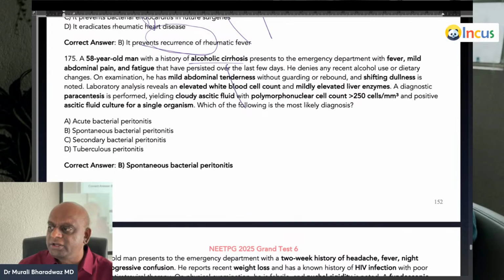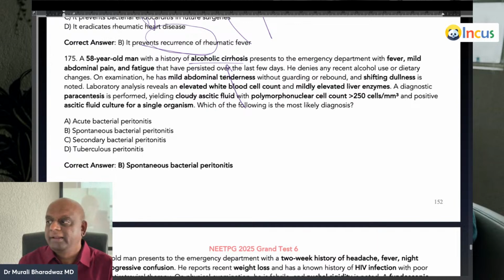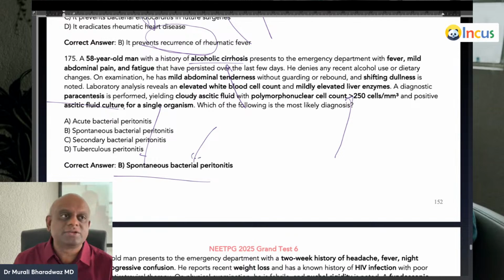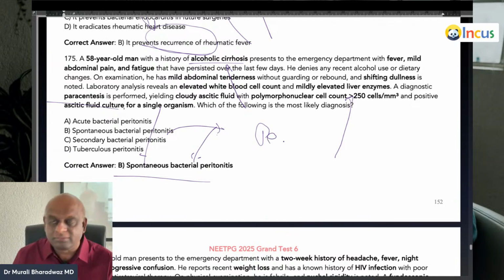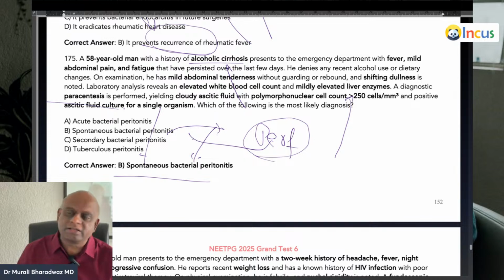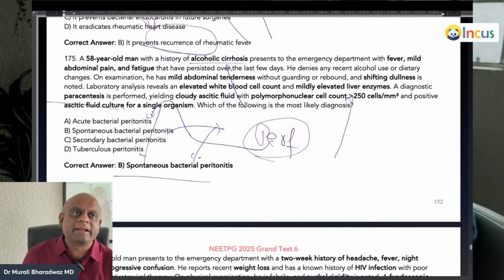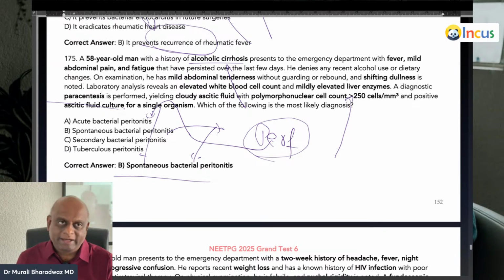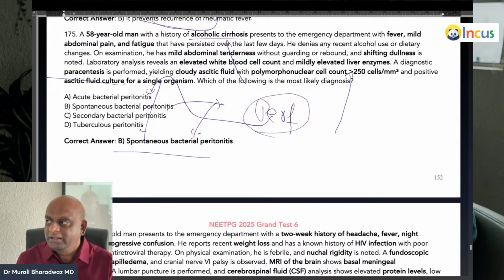A 58-year-old with alcoholic cirrhosis. PMN count is more than 250 in the ascitic fluid, it is spontaneous bacterial peritonitis. When do you call it secondary? If there is any perforation or any intra-abdominal catastrophe, then the peritonitis is secondary bacterial or acute bacterial peritonitis.